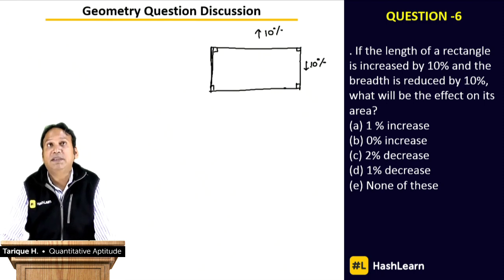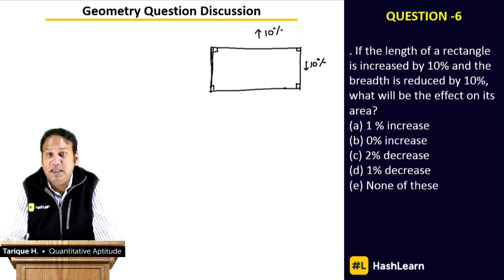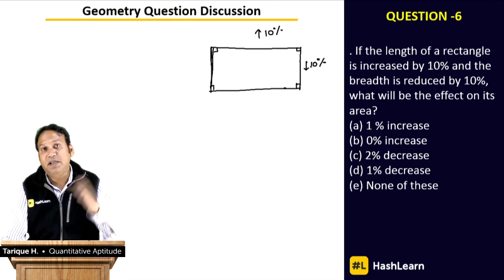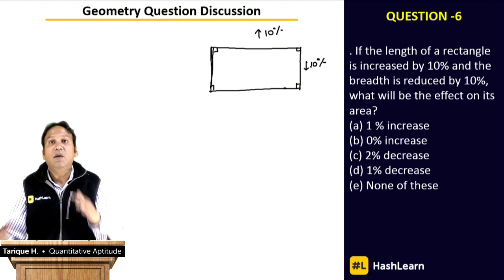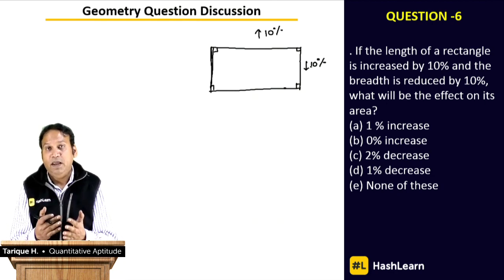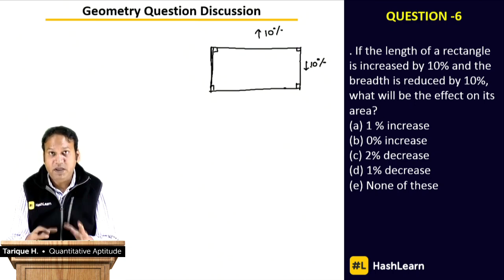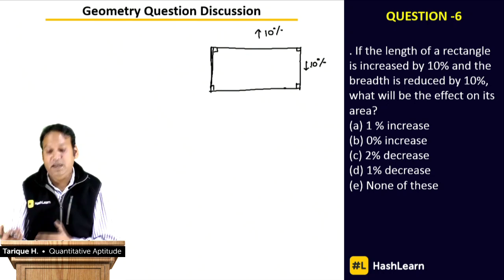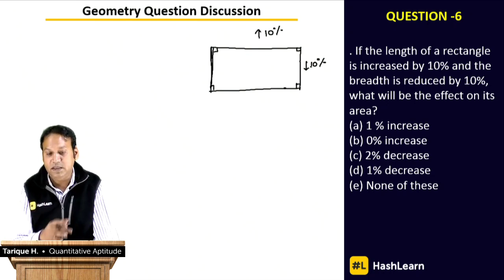Is it A, 1% increase, B, 0% increase? Length is increased by 10% and breadth is reduced by 10%. So will they cancel out each other, and will the effect on area be 0%? Will the area increase or will it decrease? So we have to find that out and mark the answer.